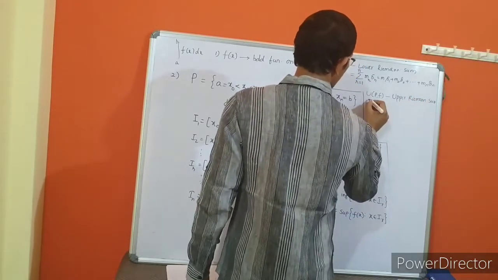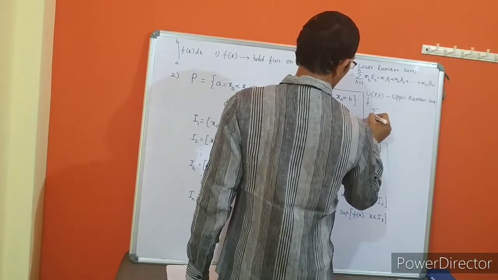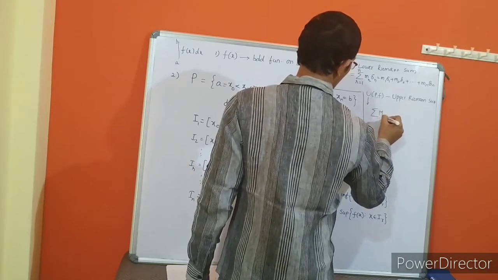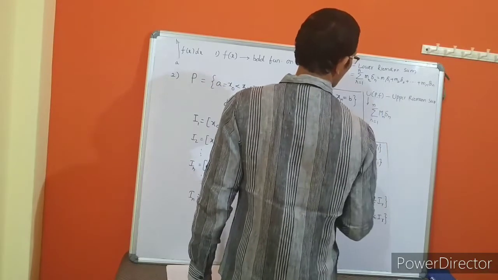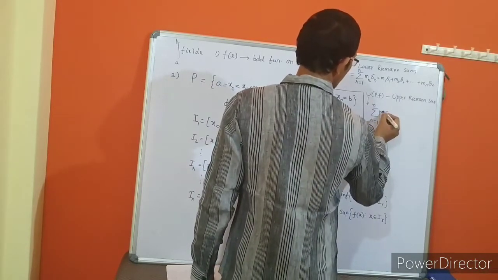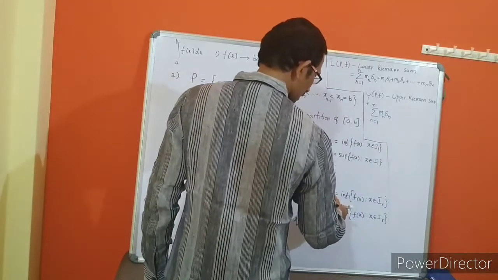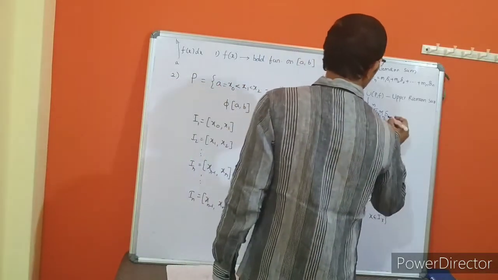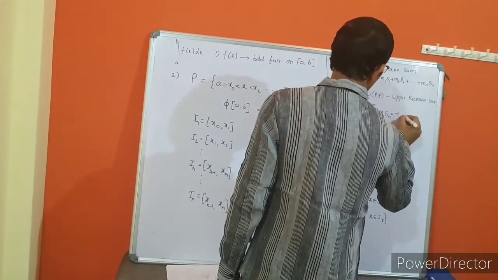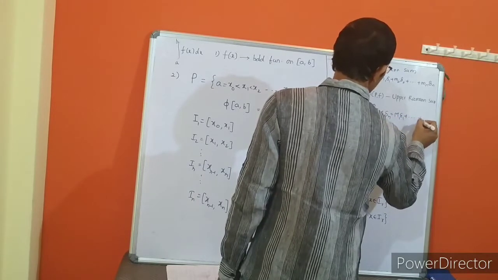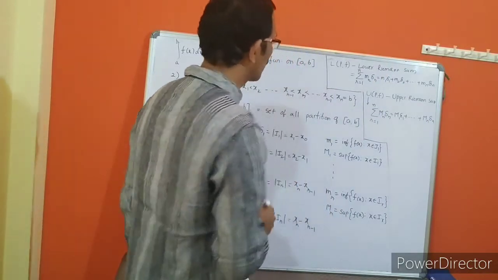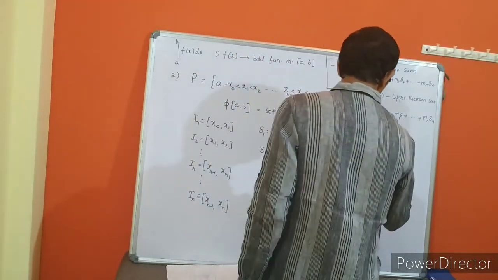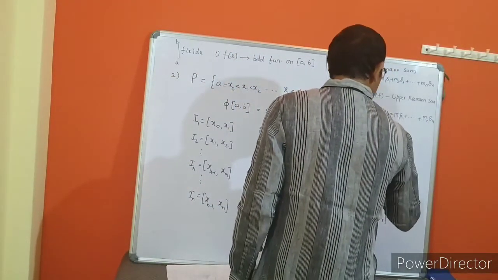Okay, and this can be computed using the formula summation M_R delta R, R equal to 1 to n. Here M_R is the supremum on the rth subinterval. So that is nothing but capital M1 delta 1 plus so on plus capital Mn delta n.